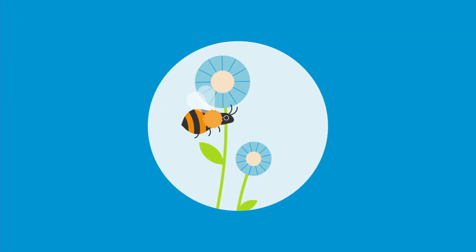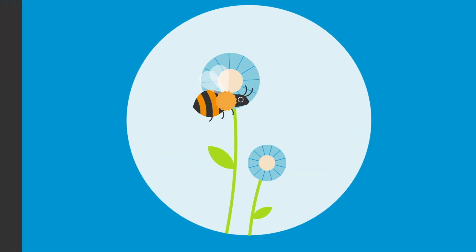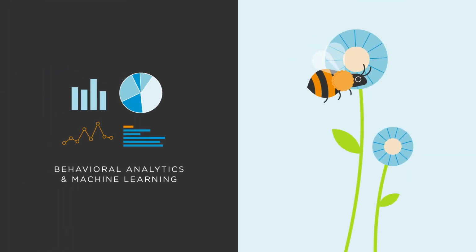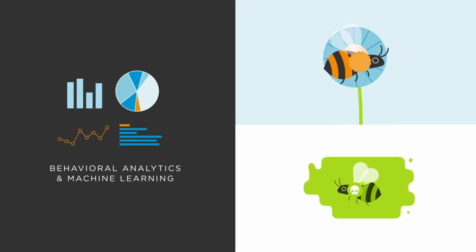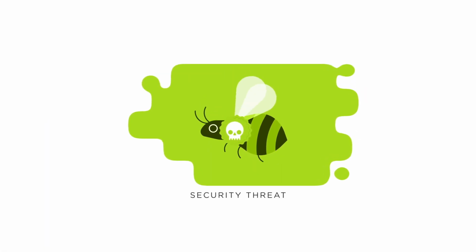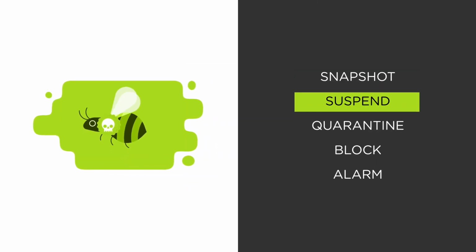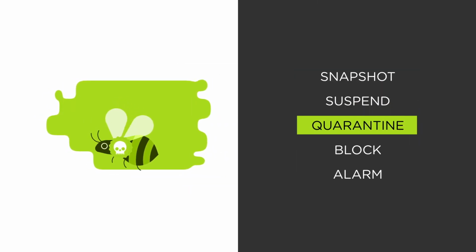VMware AppDefense understands your application's intended state and behavior. Using behavioral analytics and machine learning, it then monitors for deviations from this known good state. Any change indicates a possible security threat. Since AppDefense is integrated with vSphere, you can leverage a rich set of automated or orchestrated responses.